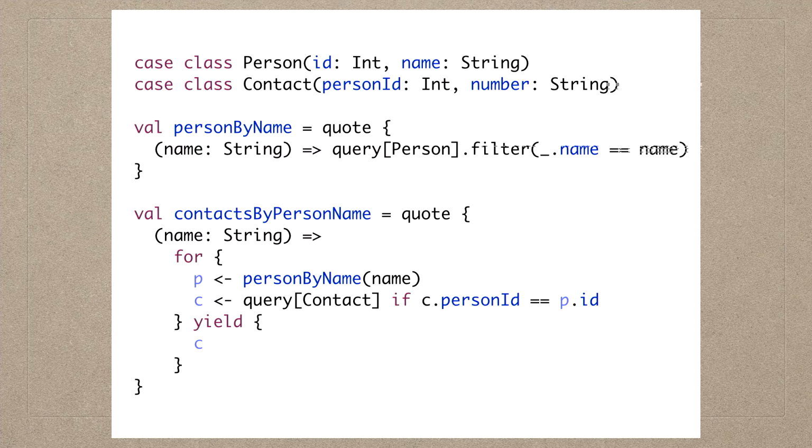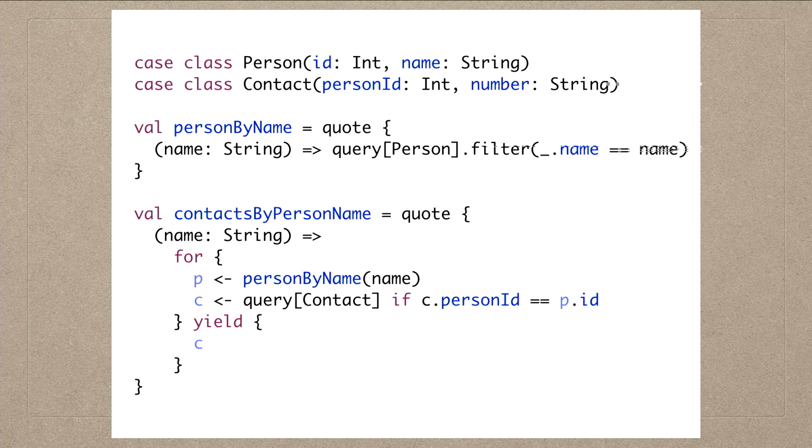So here I have another example. We have two case classes, and then I have the quotation person by name, filtering all people with the name that's passed. And then I have a second quotation, context by person name, that's using the first one, okay? And then finding all contexts of that person. So what happens here? When I'm calling the quote method, it's a macro method, and I have all the information about the quotation. I have the AST, I have everything. And I could just translate that to a SQL statement, right?